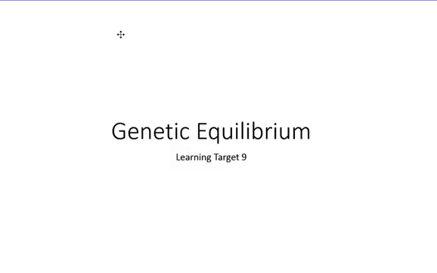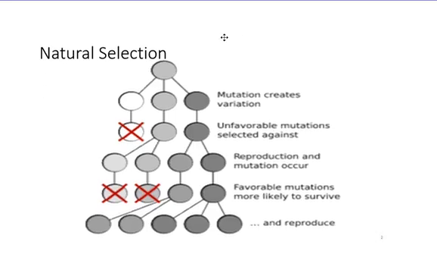This video is learning target 9 in the evolution unit. We'll be talking about genetic equilibrium. Before we discuss this concept, I want to review quickly how natural selection works.